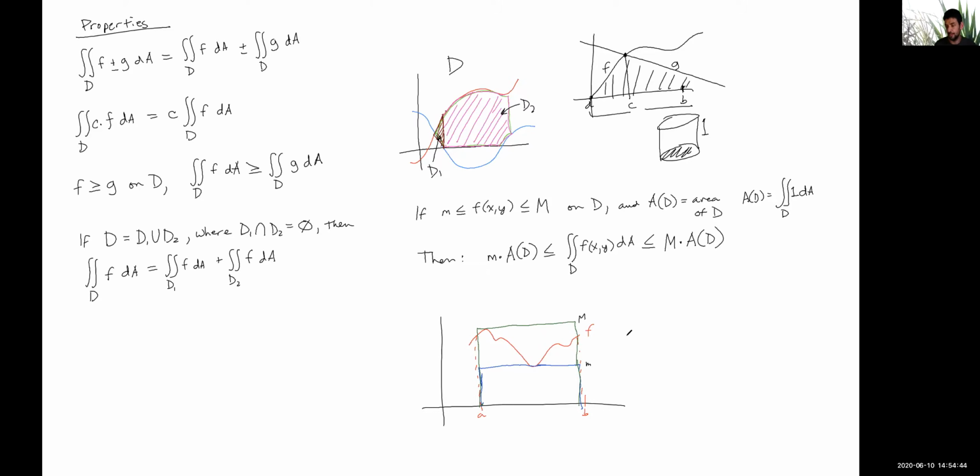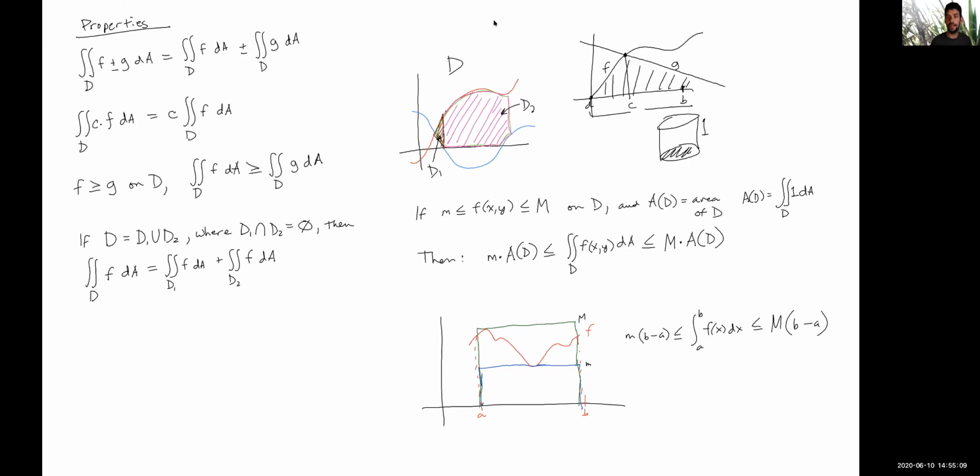be the maximum value here, then we could say something like m times b minus a, that's the area of the small rectangle, is less than or equal to the integral of f of x dx. That's the area under the red curve, which is going to be less than the area of the large rectangle, right? It's the same kind of thing. The picture's just in more dimensions.